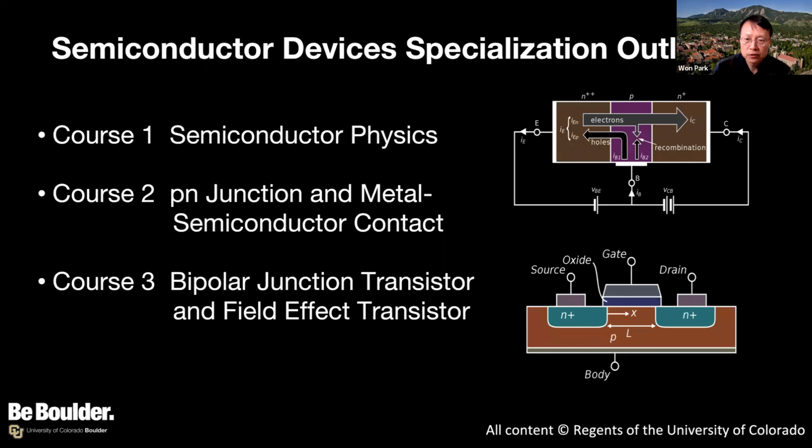In course 3, we discuss transistors, the device that forms the backbone of modern integrated circuit technology. We will discuss 2 types of transistors, bipolar junction transistor and field effect transistors, how they are constructed, how they operate, and what their key characteristics and limitations are. After completion of this specialization, you will have a firm grasp on how semiconductor devices work and a solid foundation to study more advanced topics such as active optical devices, photovoltaics, and integrated circuits.